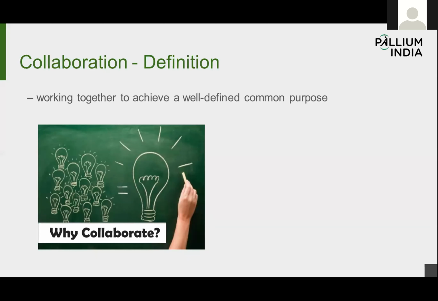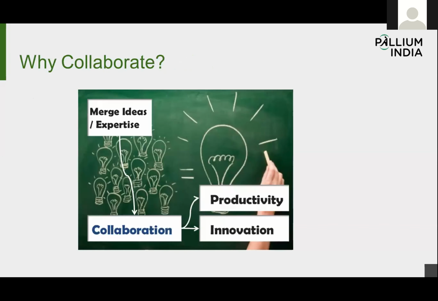Now, if you go by the definition of collaboration, it says working together to achieve a common purpose. Here we are very clear about the common purpose. We want to make sure that a patient and a family in need of palliative care, or healthcare in general, are able to access the care that they deserve. That is fine. Now, it is easier said than done, because when multiple entities are involved, things get even more complicated. So why collaborate? Next screen. It's about bringing together areas of expertise so that you have more productivity and even innovation.